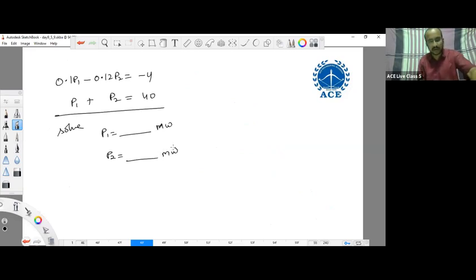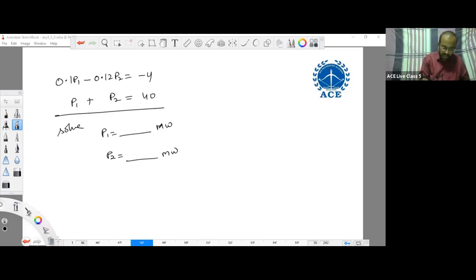So anyone solve and post the answers of P1 and P2. Solve correctly.